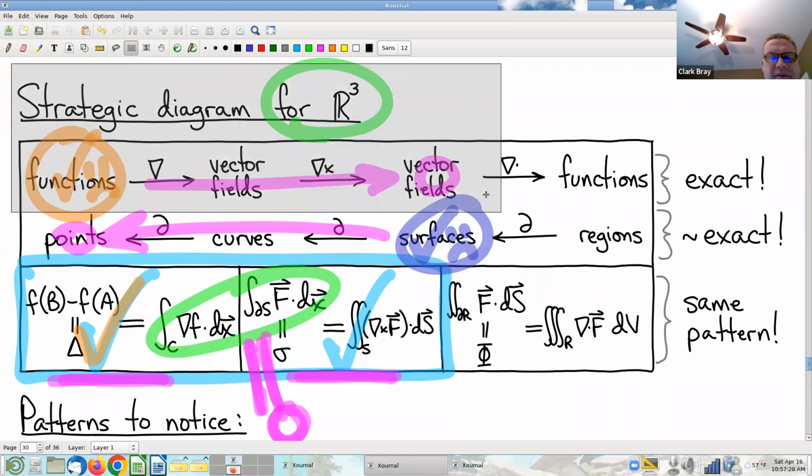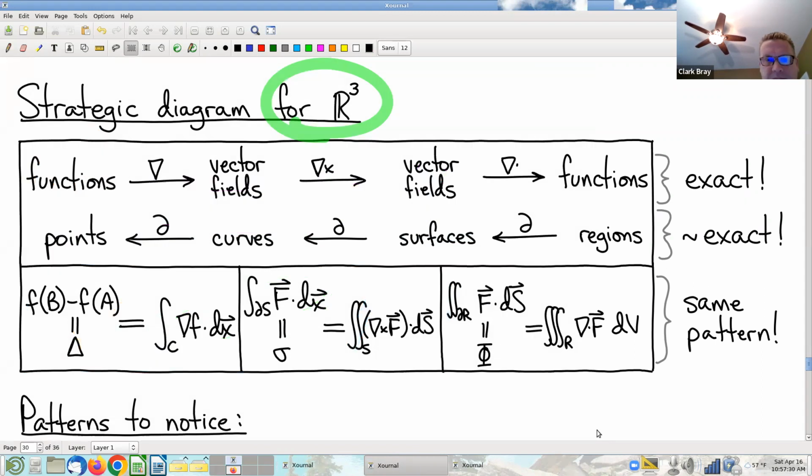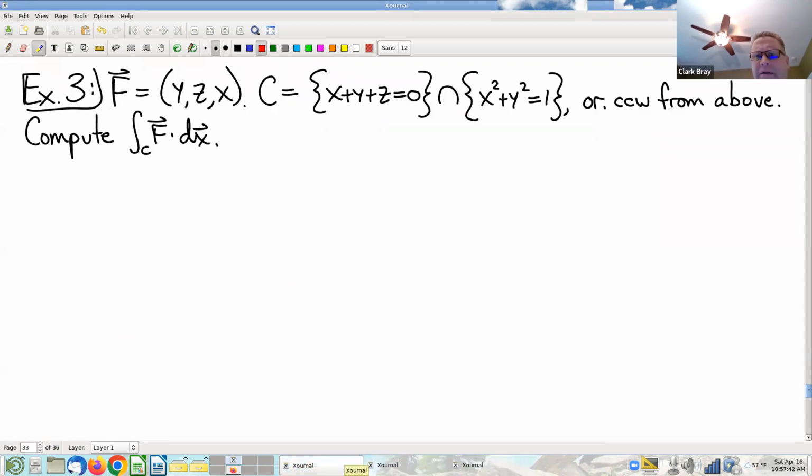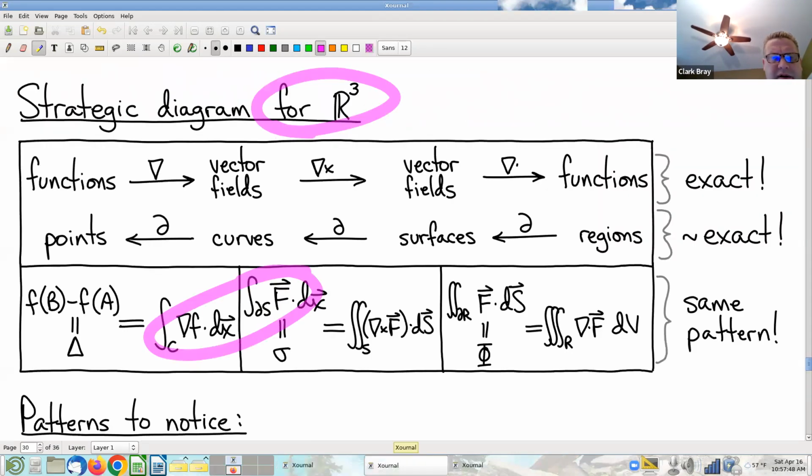And let's clean up from last time here. So we are back in R3 doing vector calculus. We've been asked to compute a line integral. And let's start thinking about what we have. So again, we have a vector field given. Fine. The diagram tells me I should compute the curl of my vector field and see what I get.